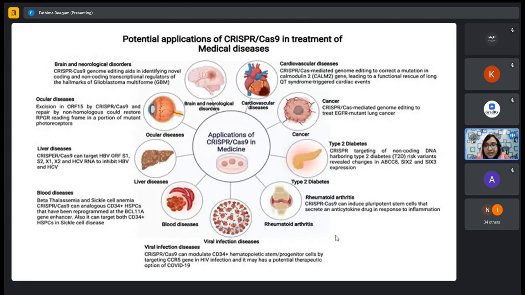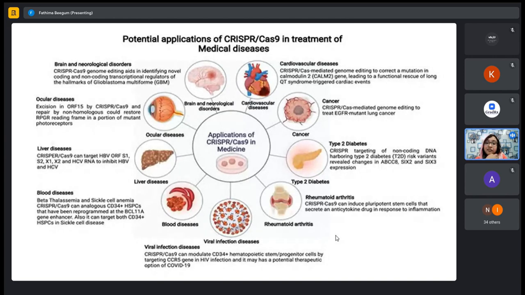In epidermal growth factor receptor mutant lung cancer, these studies have been done. And in type 2 diabetes also, studies have been done to reveal what changes occur when the ABCA8 or similar gene expression changes, what things happen. Then in rheumatoid arthritis, viral infection, blood disease, as you know, sickle cell anemia as well as beta thalassemia.